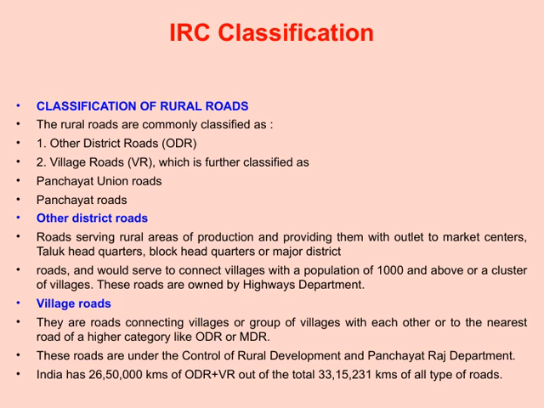It's also worth noting that India has a massive network of rural roads, over 26.5 lakh kilometers of ODR and VR combined, out of a total of over 33 lakh kilometers of all types of roads. This extensive network underscores the importance of rural connectivity in India's overall transportation infrastructure and development goals.